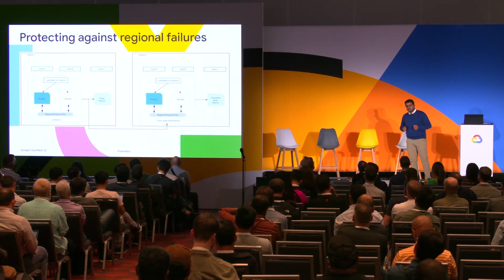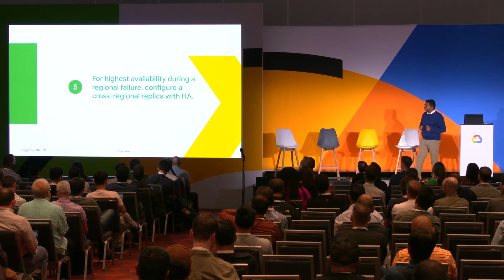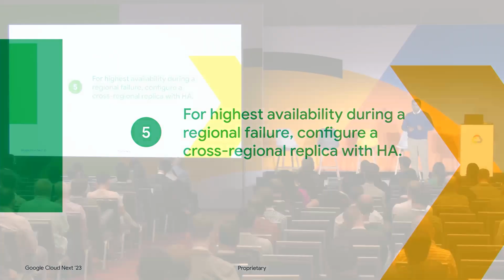So in this case, when you promote that cross-region read replica, not only do you have an instance up and running in a different region, you also have HA enabled on it, and you also have its own same regional read replica that you can start offloading the read workloads to. So that's our fifth best practice, which is that for highest availability during a regional failure, you should consider configuring a cross-regional read replica with high availability.